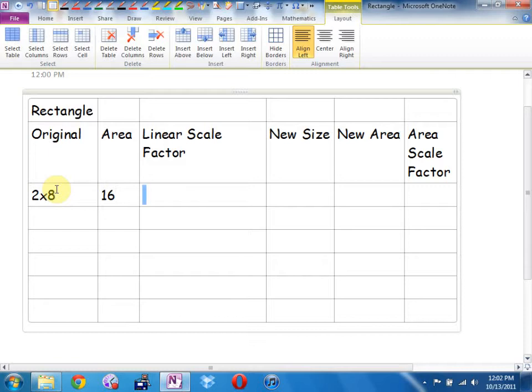I'm going to add a linear scale factor, and my linear scale factor is going to be 1 to 2. We're going to double everything. If I double everything, my new sizes are going to be 4 by 16. I doubled the 2 and I doubled the 8. So far, so good. What's my new area? 64.